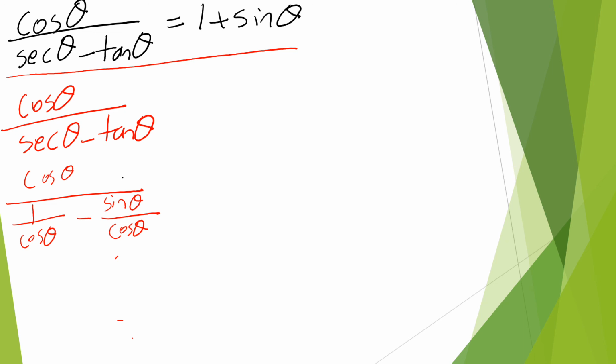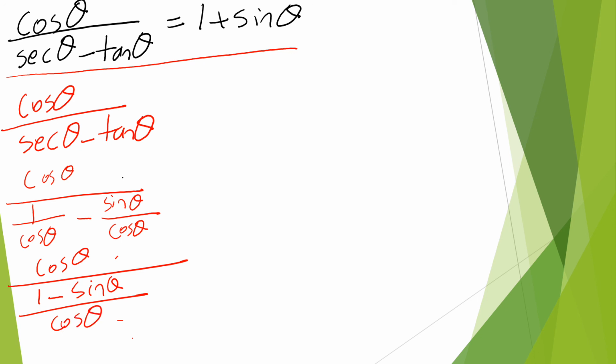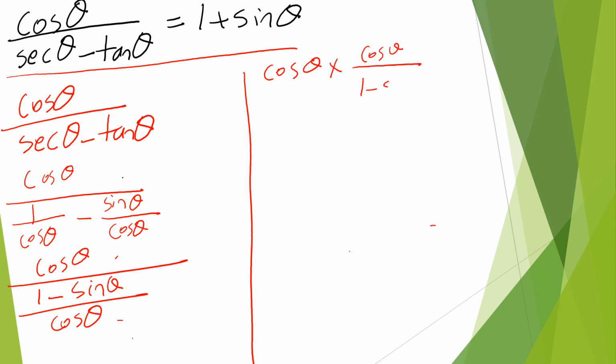Okay, I'm going to do it actually better than explaining it. So we've got cosine theta, changing to multiplication will be cosine theta times 1 over 1 minus sine theta, just multiplying the fractions, and that's why we end up with cosine square theta over 1 minus sine theta.